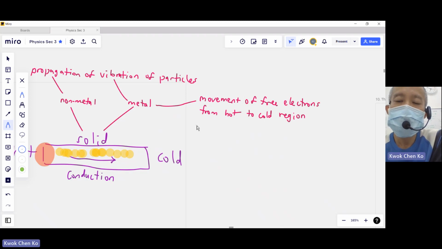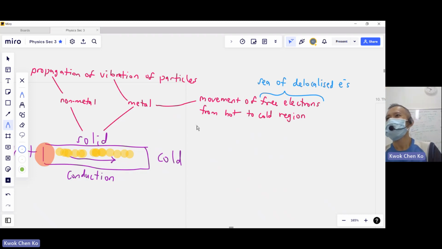Now, physics will not ask this, but I will. What are the free electrons? Where are the free electrons? How come there are free electrons in the metals? Extra. Remember, in chemistry, what is metallic bonding? Your delocalized electrons. That is the answer. The free electrons refer to the sea of delocalized electrons, even though physics will not require you to answer like this. Well, probably the examiner should understand what you're saying. He will still mark you correct.